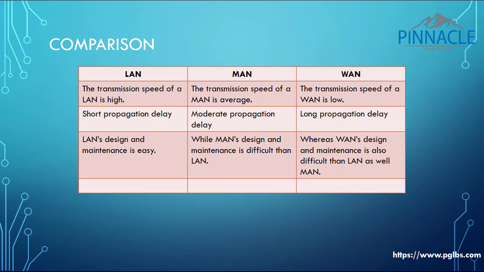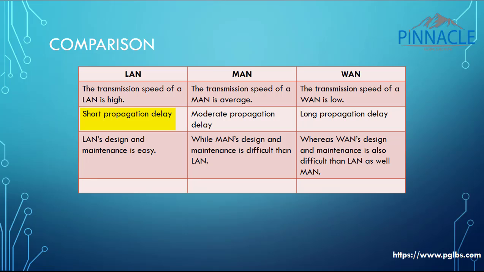I am now showing you the comparison matrix of LAN, MAN and WAN. So you can see that the transmission speed of LAN is very high, which means the data speed of LAN is very high. That is because the workstations are within a limited space, whereas in case of a MAN, that is your metropolitan area network, the transmission speed is average, and the transmission speed of a WAN is very low. When I mean low, it is not too low, but it is low as compared to your MAN and LAN.